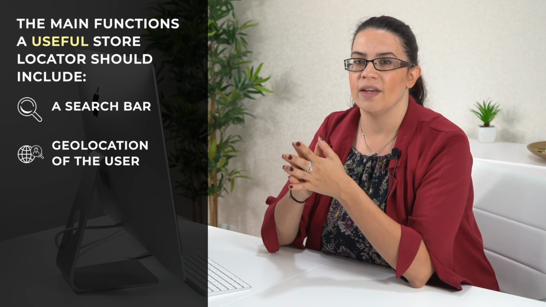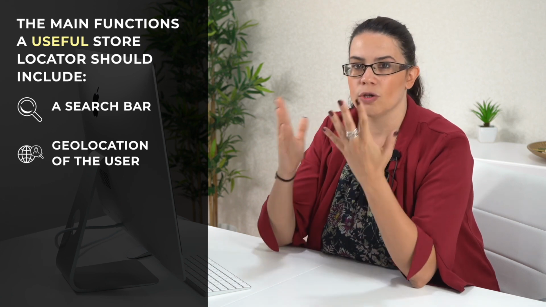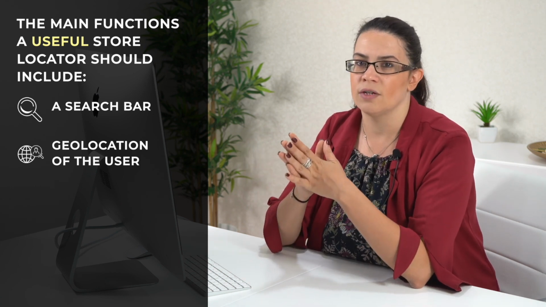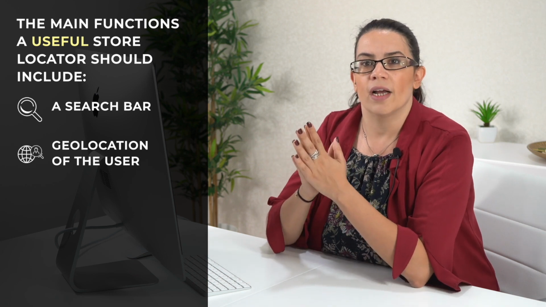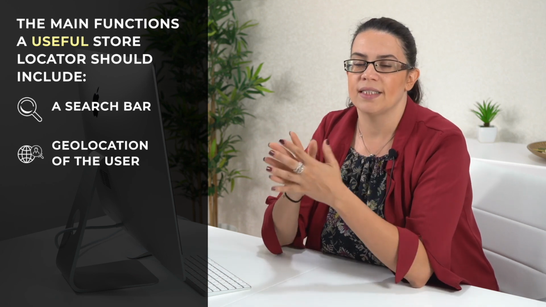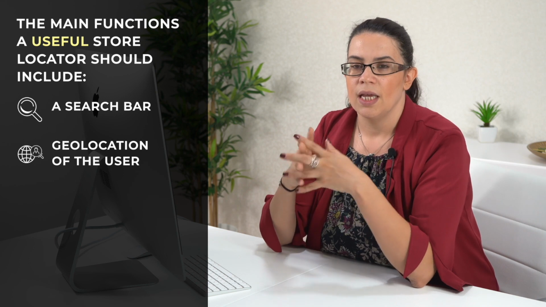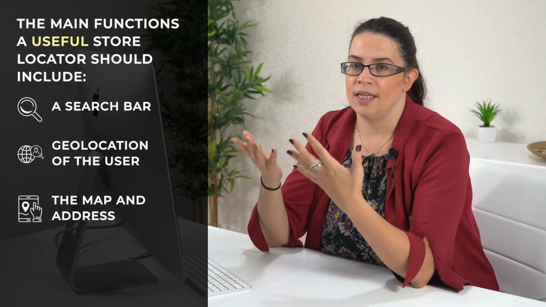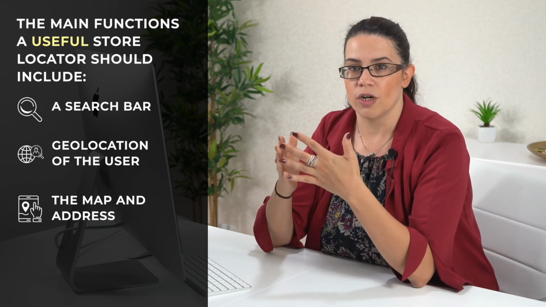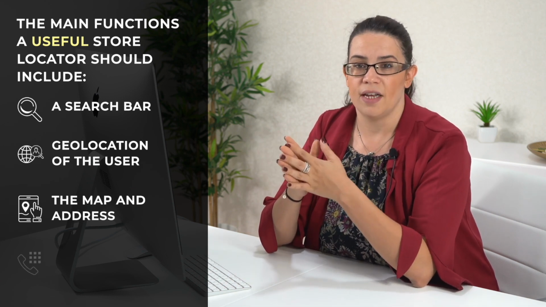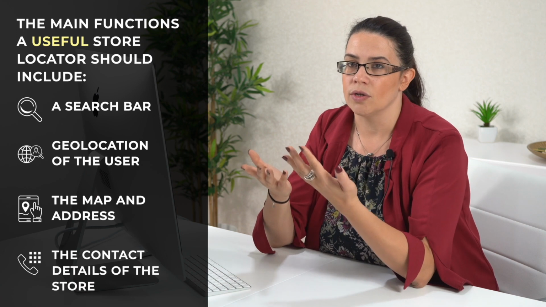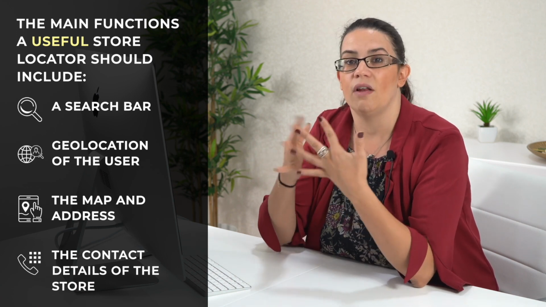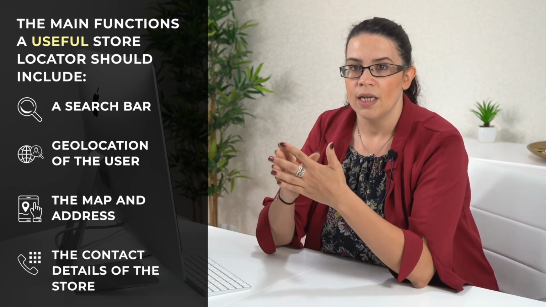simplify the search even for those who do not know the postal code, such as in the case of a tourist, or for whom wants to immediately understand how far away your store is. The map, which provides the user with information on the best route to reach your store. And finally, the contact details of the store, if the customer prefers to call for additional information before they go.